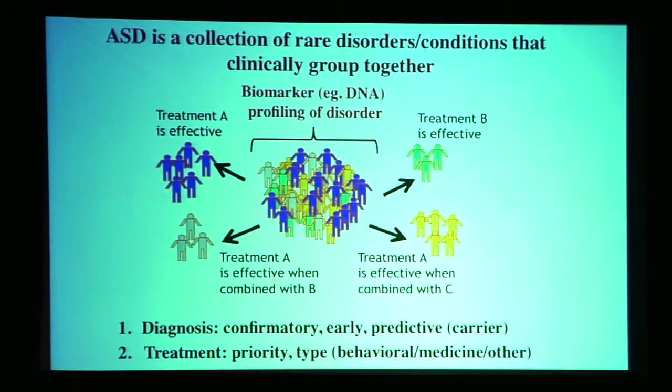So given that autism seems to be a collection of rare conditions that are clinically grouped together, the idea is to use genetic markers or other biomarkers to divide individuals into subgroups. For example, the blue group may have the Fragile X form of autism, and treatment A may work for them. The green group may have the chromosome 16p deletion, copy number variant form of autism, and treatment B may be effective for them. Other groups may respond in different ways to different interventions, both positively or negatively, which is equally important, based on the DNA profile that they have.